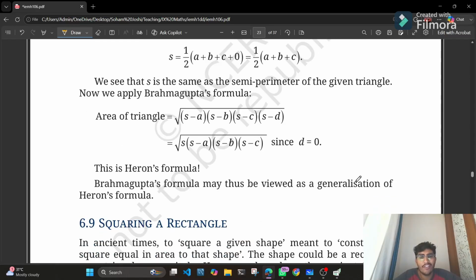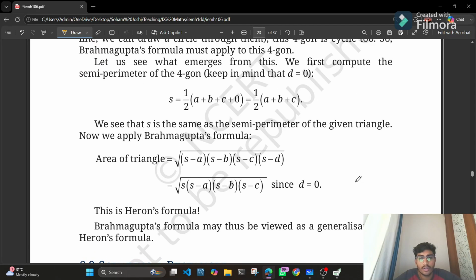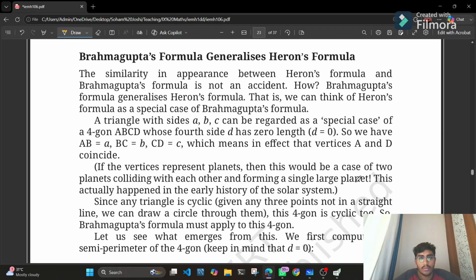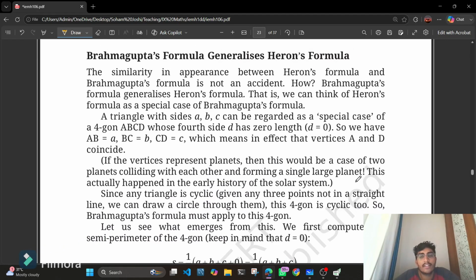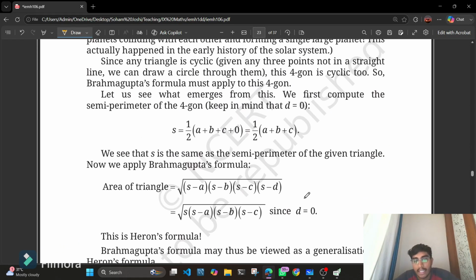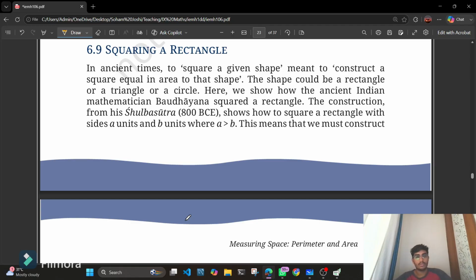Again, we have the generalized form. So basically, Brahmagupta's formula generalizes Heron's formula. You can see that here: as we have triangles, we don't have the four sides, so D becomes 0. If D becomes 0 in this case, we get this formula, that is Heron's formula. I hope that is done.